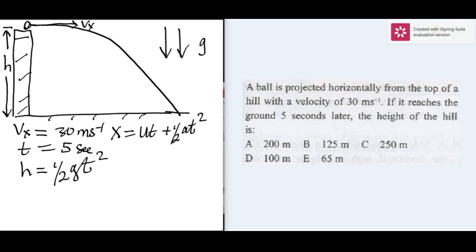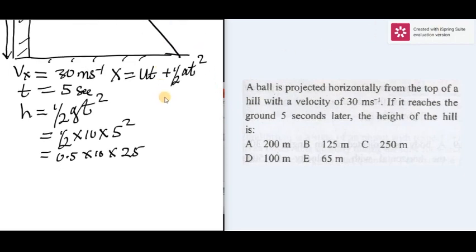Substituting the value directly here, acceleration due to gravity is 10. T, the time, is given as 5 squared, and 0.5 times 10 times 5 times 5 is 25. Multiplying the whole product there will give us the height is 125 meters. So the height of the hill is 125 meters.